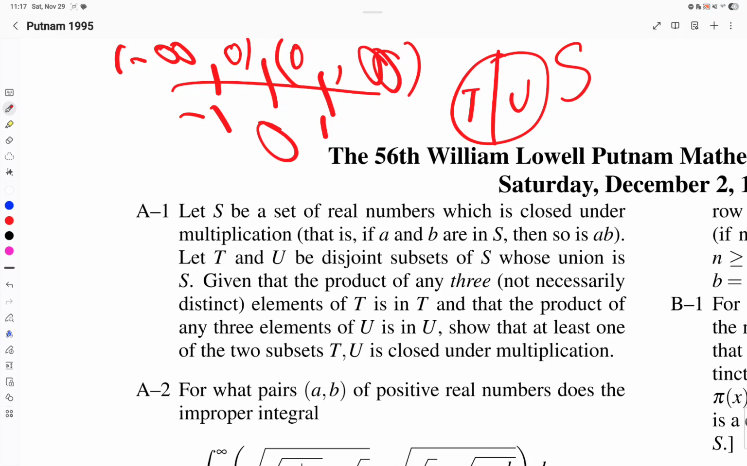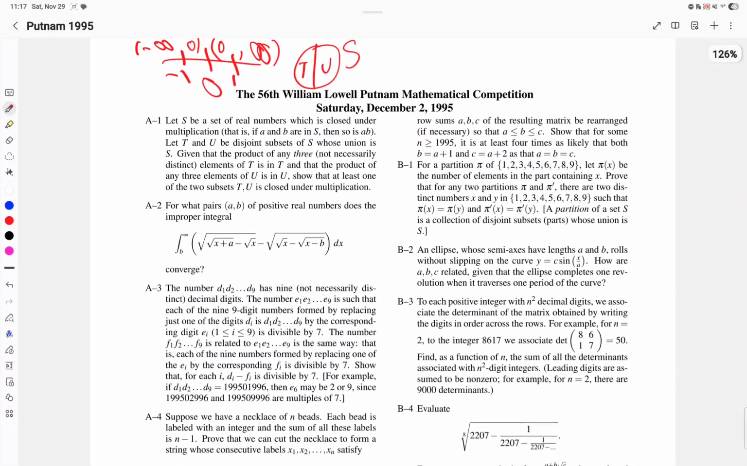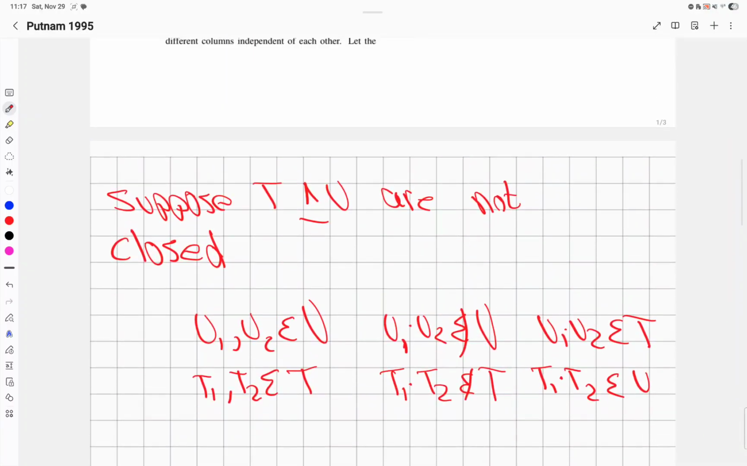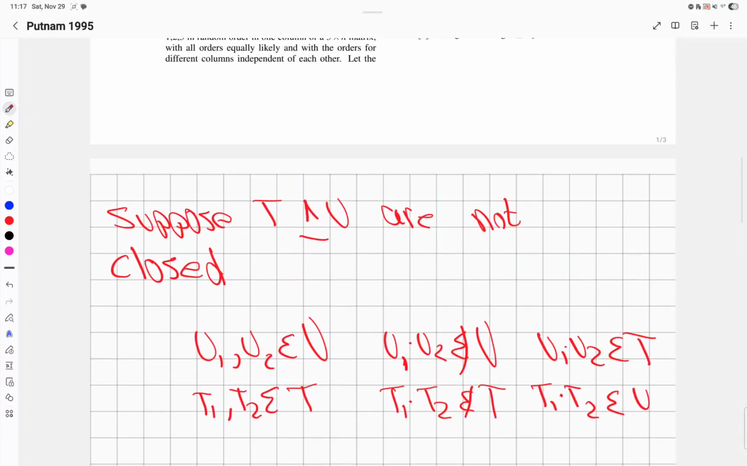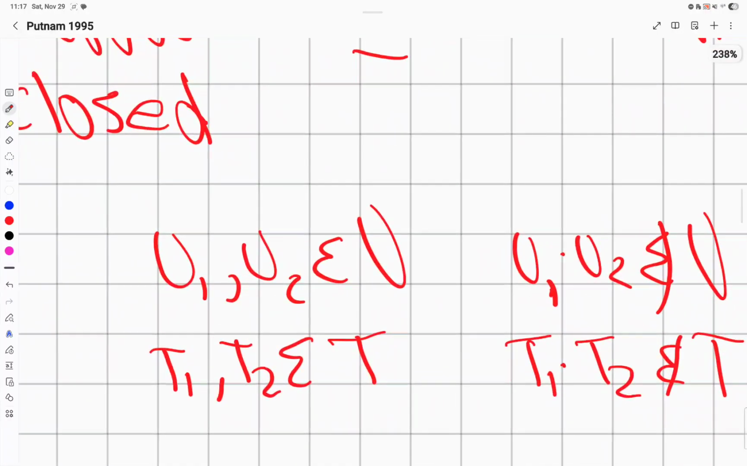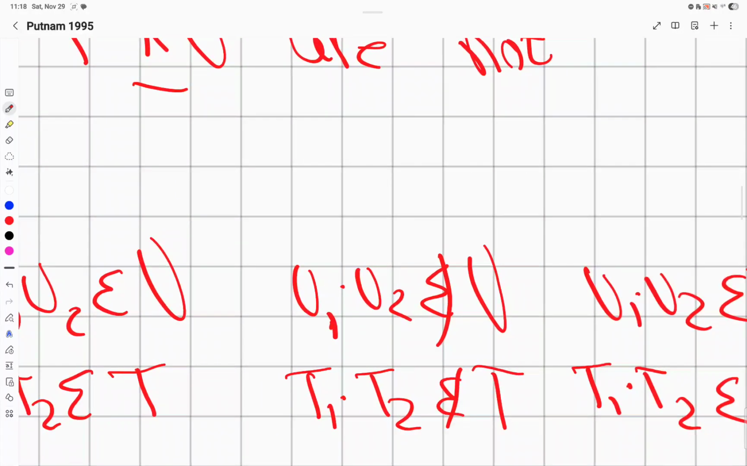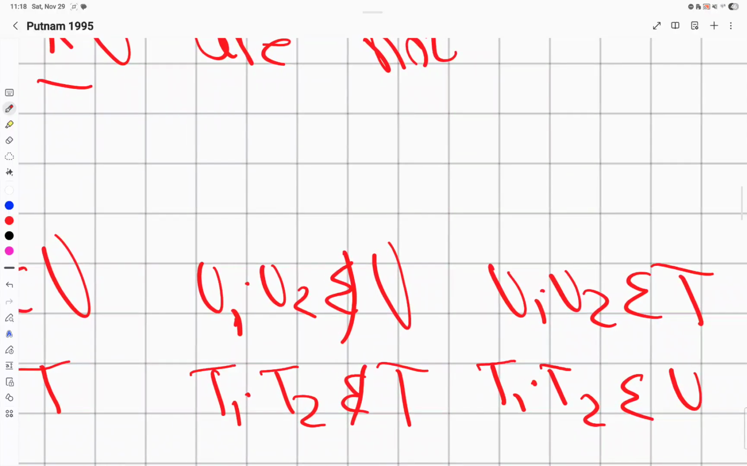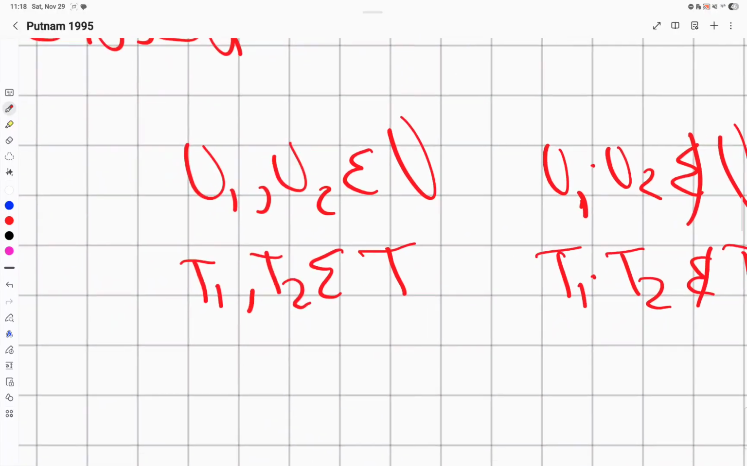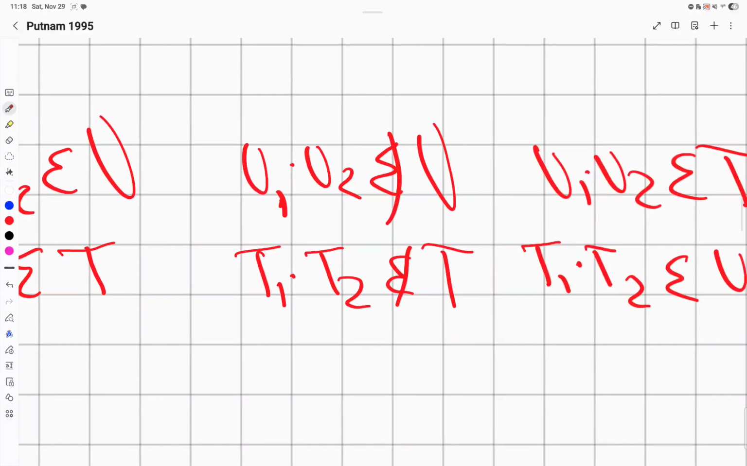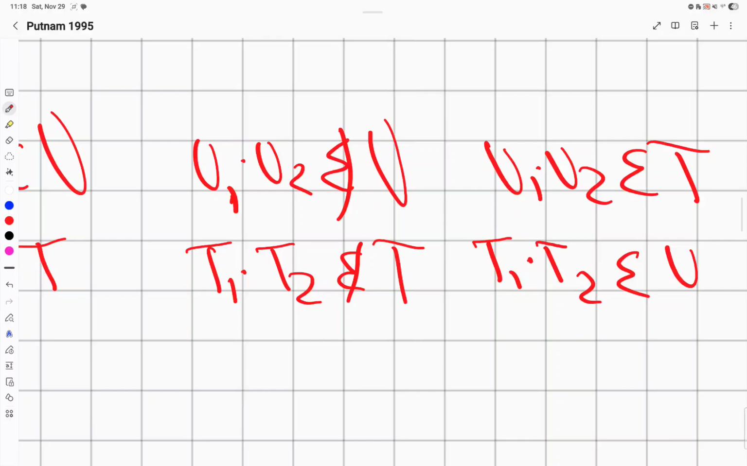Yeah. Okay. So I think there might be a way to do this by direct proof, but it's simpler to do a proof by contradiction. A proof by contradiction means we're going to assume the opposite. So we're going to suppose that T and U are not closed, okay? So that means that if we have two elements in U and we multiply them, they're not in U. By that logic, they have to be in T, right? Similar idea: T1 and T2 are in T, but T1 times T2 is not in T. They must be in U then, right?